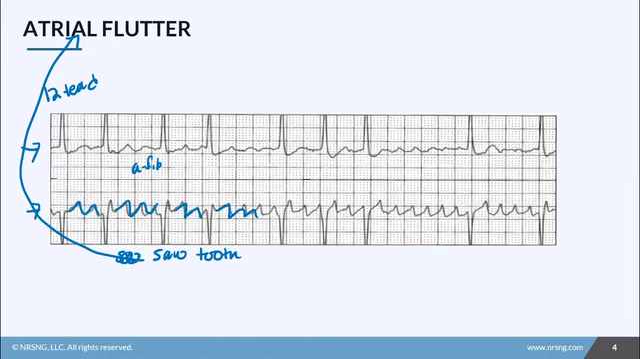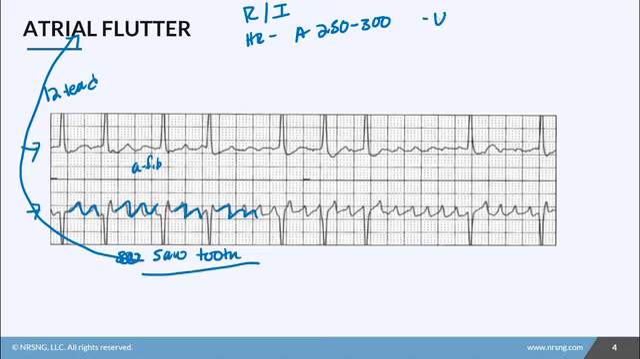So let's recap the characteristics of a flutter. The rhythm is going to be regular or irregular. The atrial heart rate is going to be anywhere from 250 to 300 beats per minute, and the P waves have a sawtooth appearance.